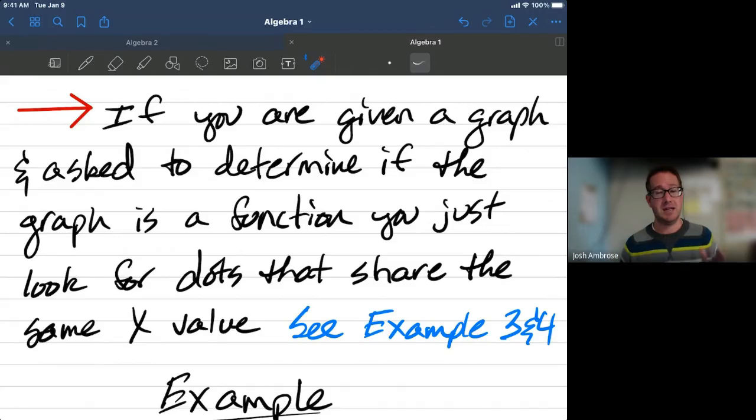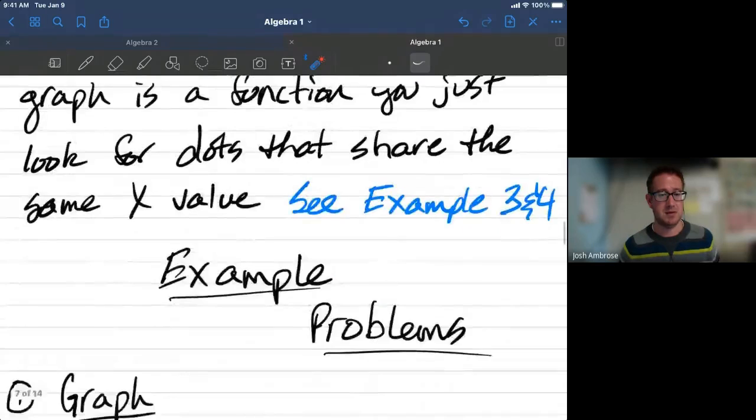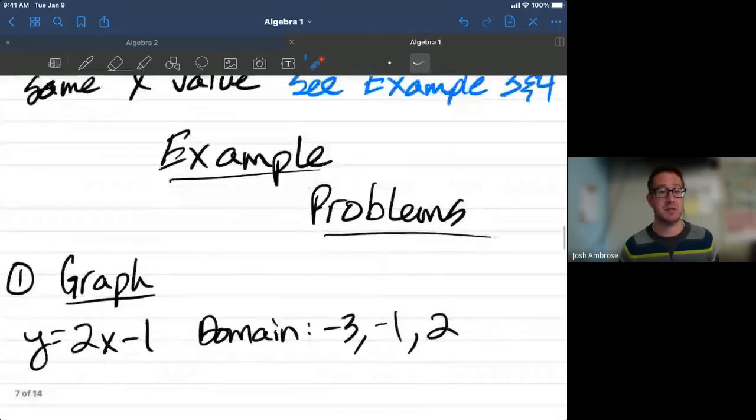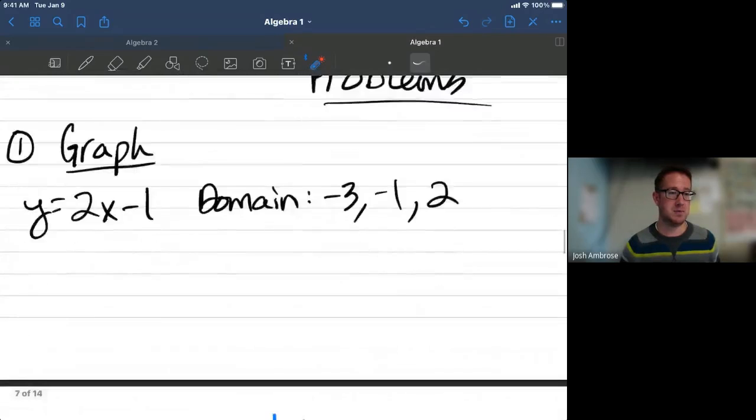And the key thing you're looking for, again, is still the x values. Look for dots that share the same x value. What you could do is draw a vertical line, which you're going to find and see me do in examples 3 and 4. That's going to be helpful to understand from a graph, is it a function? So speaking of example problems, let's jump in and do some right now. Here go the example problems.